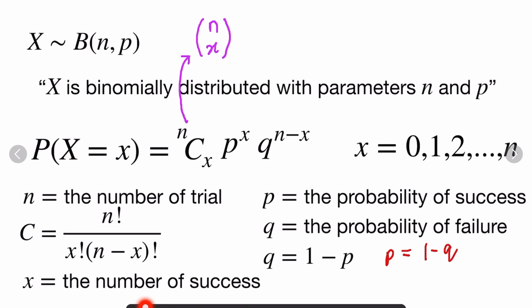And X starts with 0, 1, 2 until your number of trials. So kalau sini ada 10, sampai 10 saja. Nanti kita akan belajar Poisson distribution, compare these two. X dia sampai berapa? Binomial kena ikut number of trials, but it starts with 0.